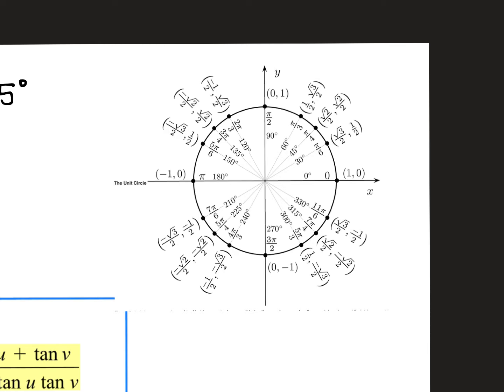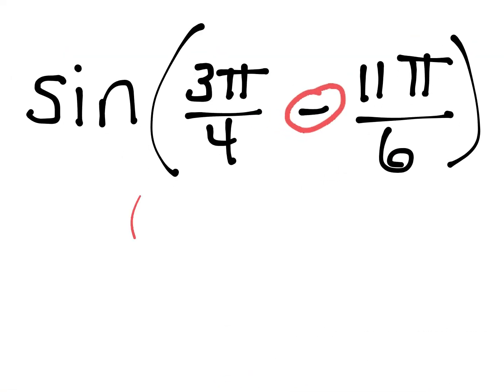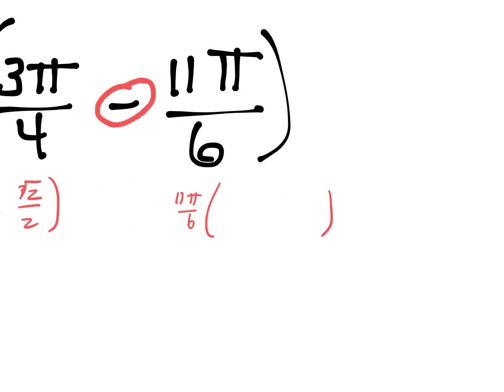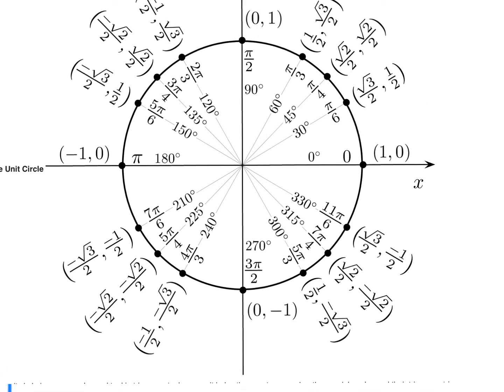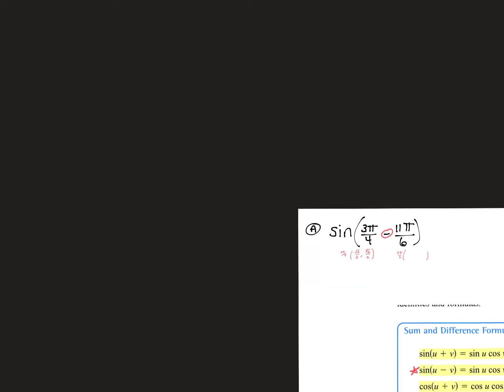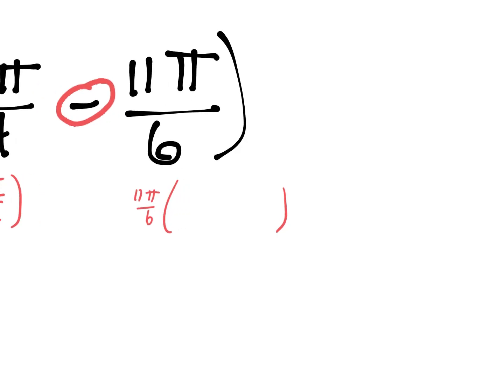What is the ordered pair for 3 pi over 4? Negative root 2 over 2, positive root 2 over 2. So I'm going to just write that down. This is negative root 2 over 2 and positive root 2 over 2. All right, this is 3 pi over 4. 11 pi over 6. Let's see if that's on the unit circle. See if I was being nice to you guys. Was I? Yes, I was, right? 11 pi over 6. You guys see that ordered pair? Root 3 over 2 and negative 1/2. So let's write that down. Root 3 over 2 and negative 1/2.